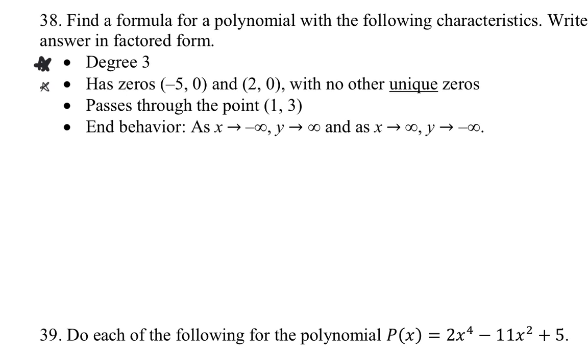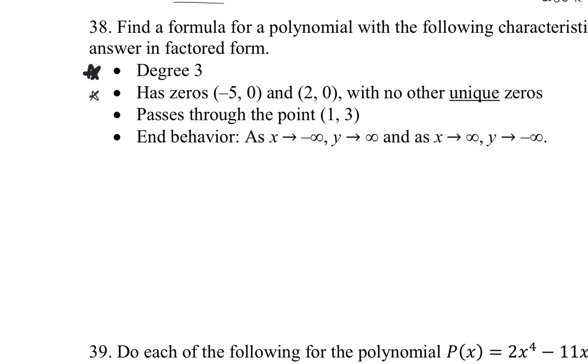So what we can do is just go ahead and say, okay, well, we know we're going to have an x plus 5. We know we're going to have an x minus 2. And then we know there's no other unique zeros. So one of these is going to have to be raised to a second power. For this sake, I'm going to use x plus 5 and just check from there.